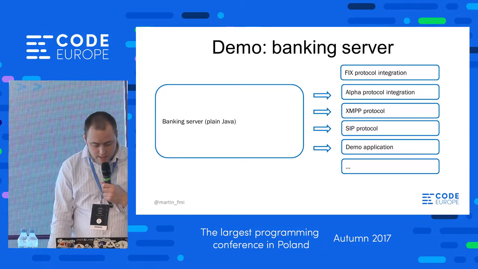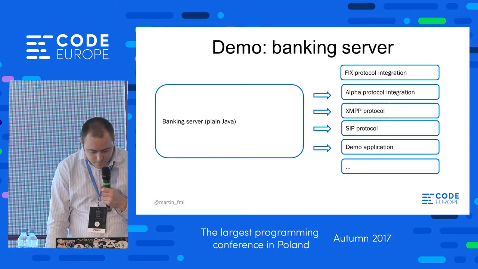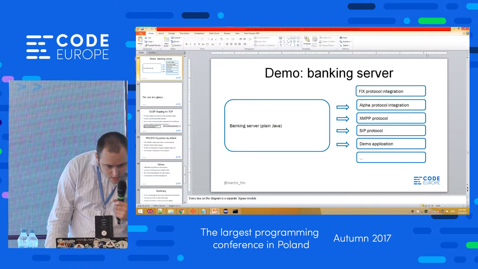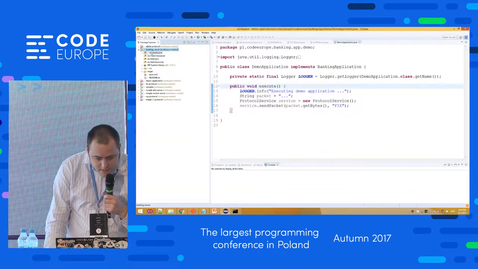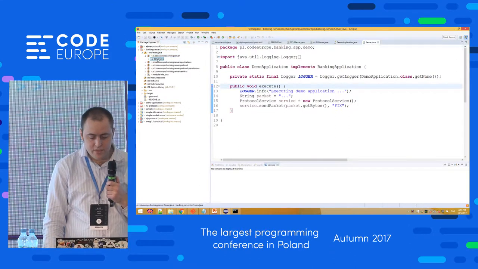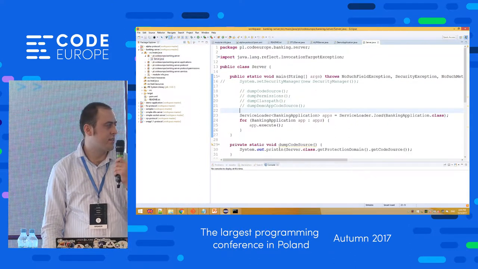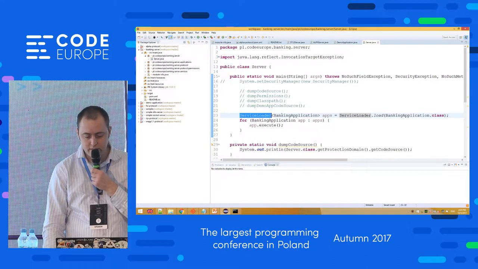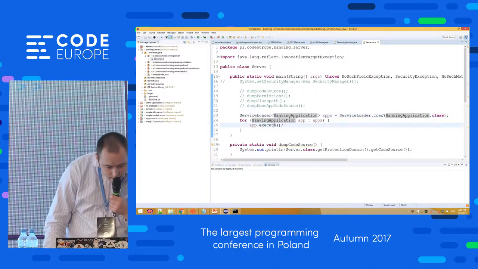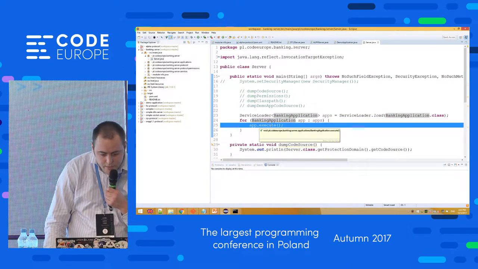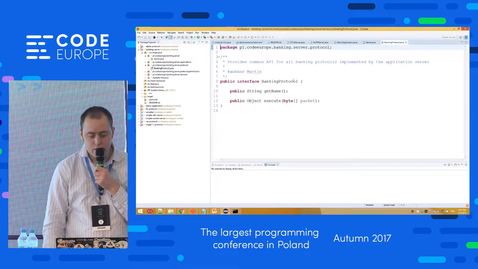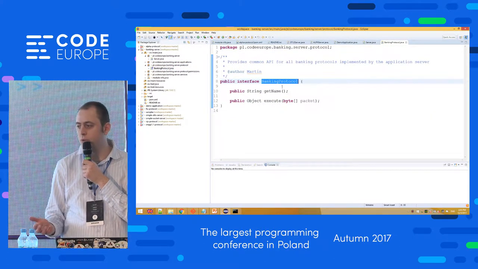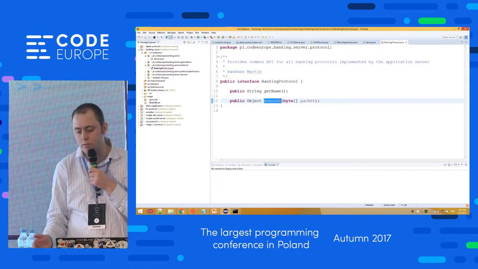Okay, so let's look into the code. First, our banking server. It's fairly simple. I'm using the service loader utility to load all the applications that are present on the class path of the banking server. And for all those applications, I call the execute method to execute the application. In order to provide an API for all the protocol implementations, I have the banking protocol interface, which has an execute method, which allows me to execute a concrete protocol message using the particular protocol implementation.